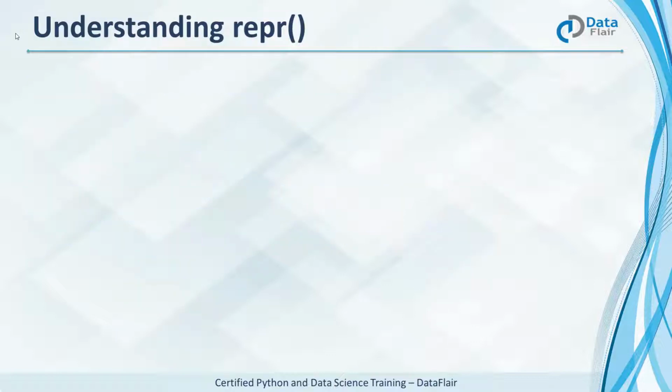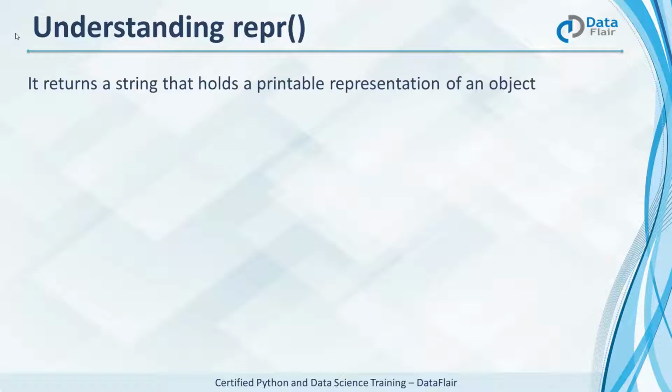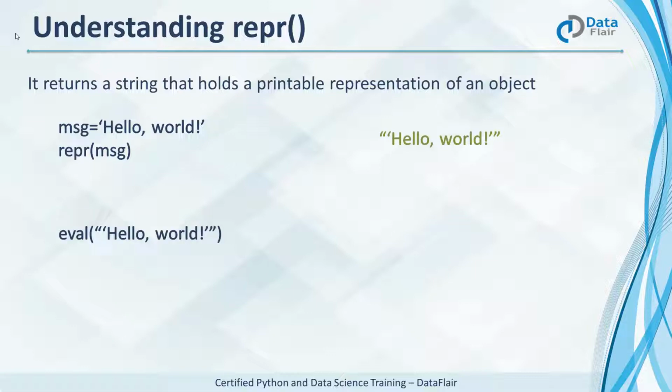Okay, but what is Repr? It's a function that returns a string holding a printable representation of an object. Repr of the string hello world gives us this. Notice the extra quotes around the string. This is to build the string representation. And if we pass this output to a call to eval, it gives us our original string. This is something it can evaluate.